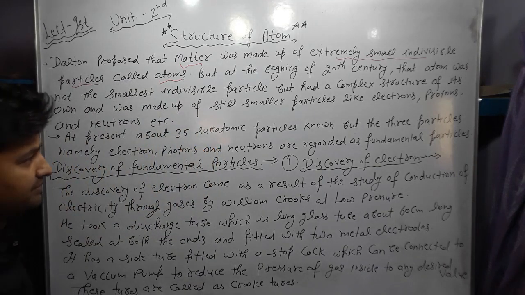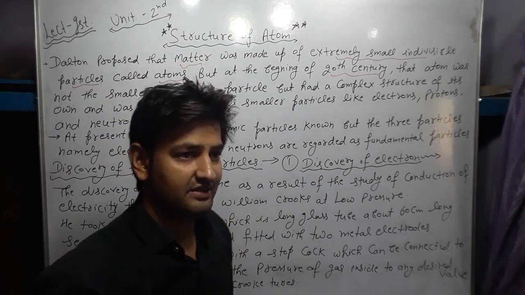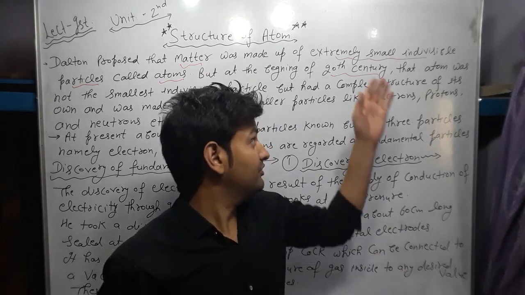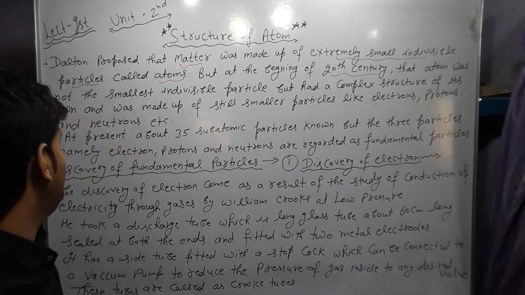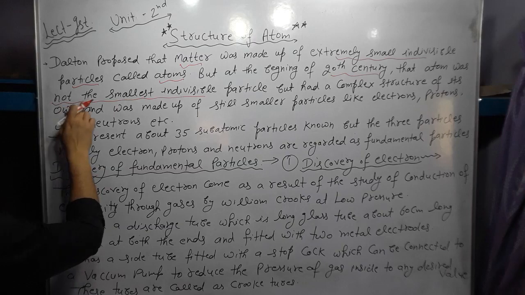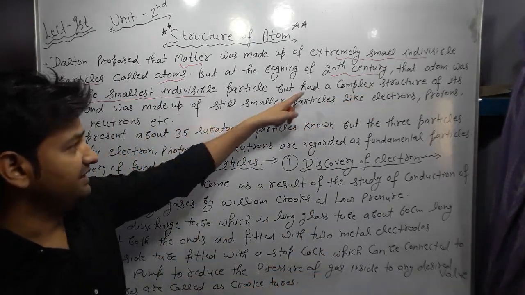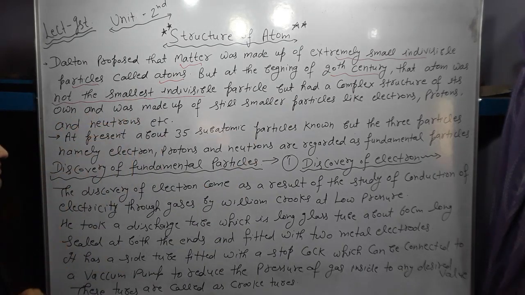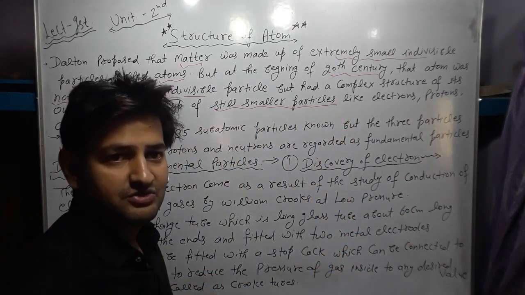Up to the late 19th century, it was considered that matter is made up of extremely small particles which cannot be divided, called atoms. But in the 20th century it was found that the atom was not the smallest particle. Point to note, not the smallest particle. The atom has a complex structure of its own and is made up of still smaller particles. It means the atom is also made up of further small particles.